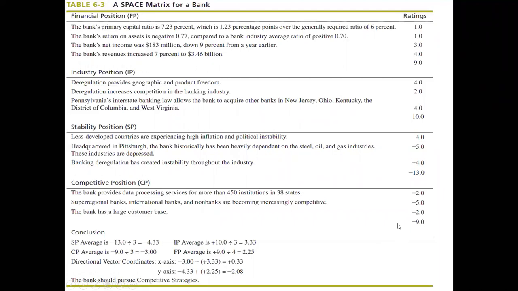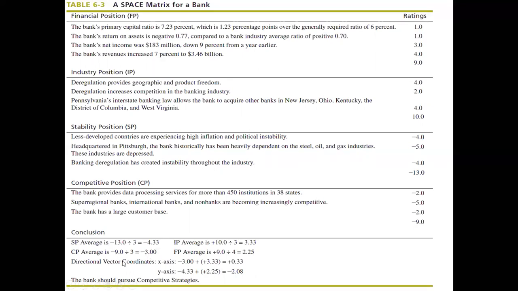Now we have to add positive y-axis and negative y-axis, and positive x-axis and negative x-axis. So for that matter, the SP value is -13. 13 divided by 3 is equal to -4.33. This is the average of SP. Average of IP is 3.33. Average of CP is -3, and average of FP is 2.25. And you have to add the negative x-axis with the positive x-axis average values, and negative y-axis with positive y-axis. So that is the calculation over here.